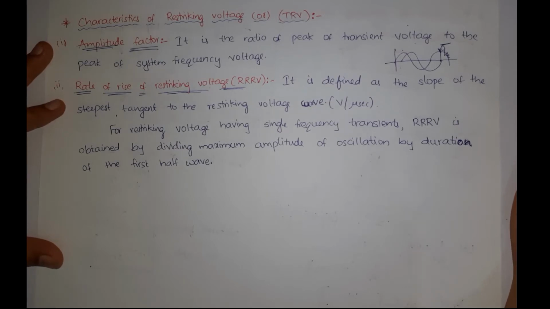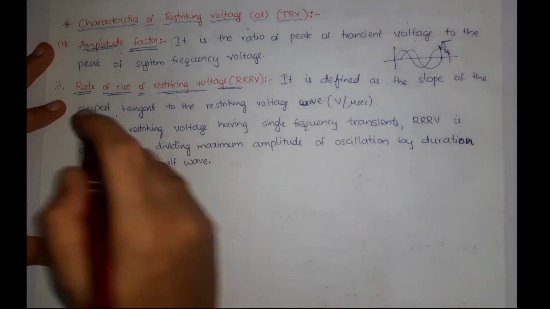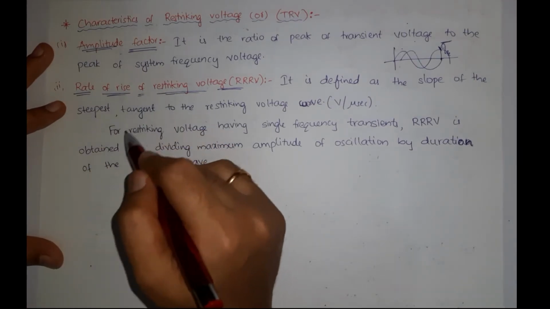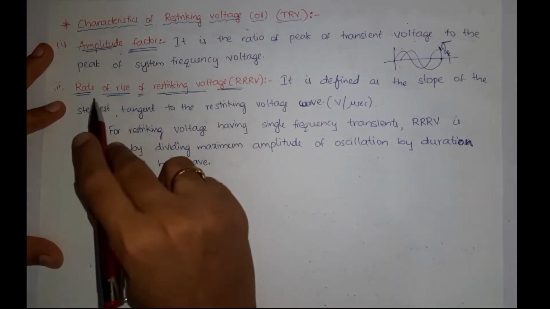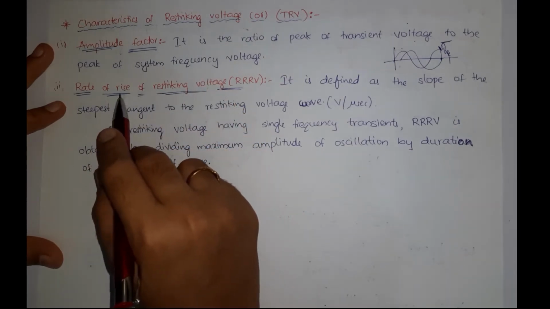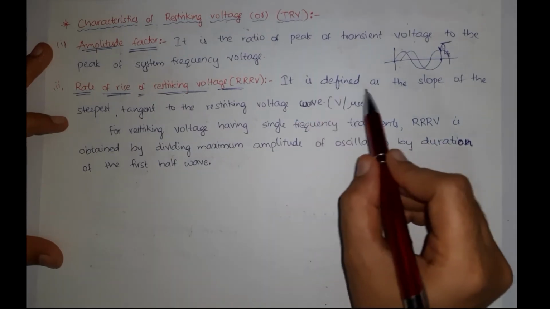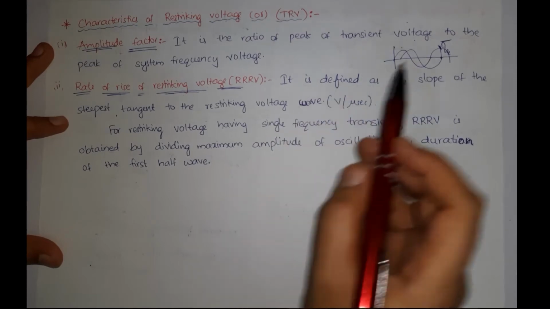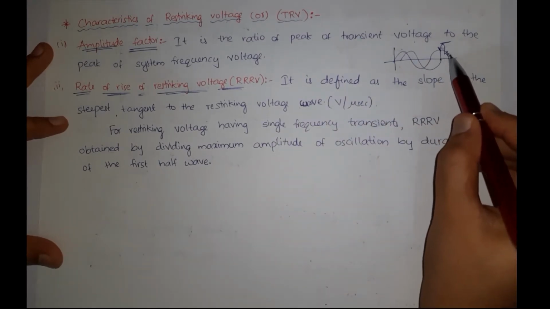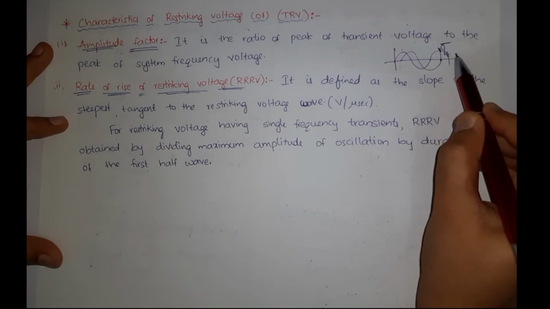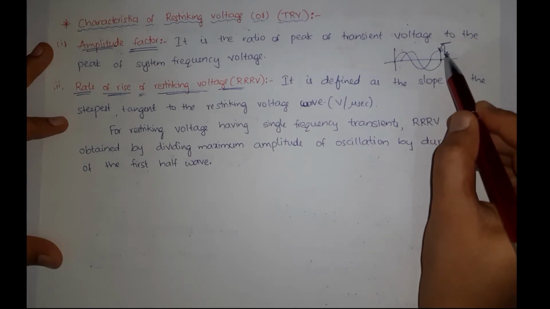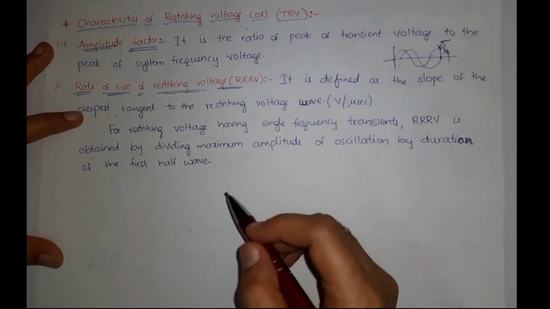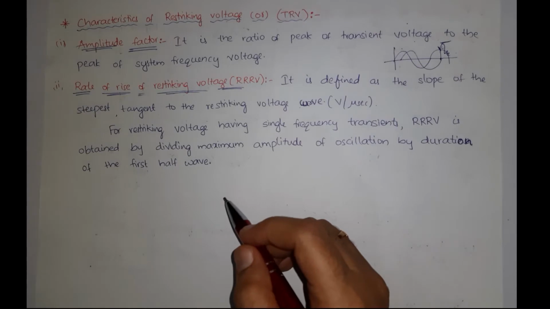Rate of rise of restriking voltage. The name itself is telling that rate of rise, how much that restriking voltage is rising, with respect to time, right? So how is it defined? It is defined as the slope of the steepest tangent to the restriking voltage curve. So the restriking voltage curve is nothing but this one. So what is the maximum slope, the steepest slope that is happening in the restriking voltage curve? That is called rate of rise of restriking voltage.